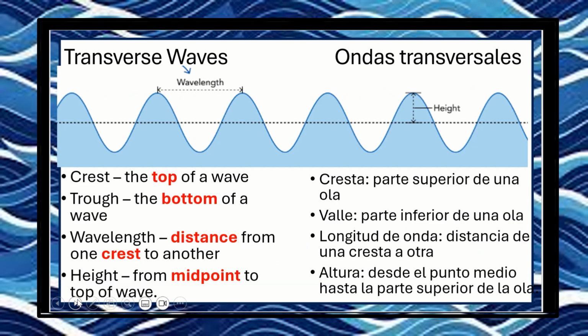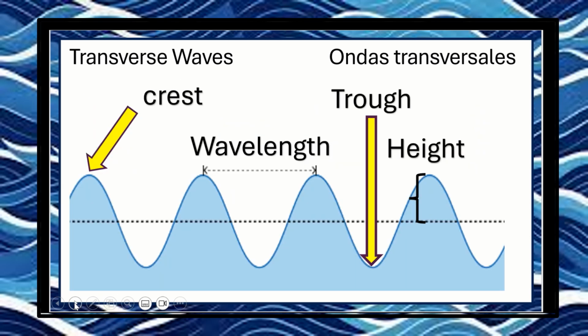A crest is the top of a wave. A trough is the bottom of a wave. A wavelength is the distance from one crest to another, and the height of a wave is from the midpoint to the top of the wave. Please pause the video and label your wave in your notes with crest, wavelength, trough, and height.